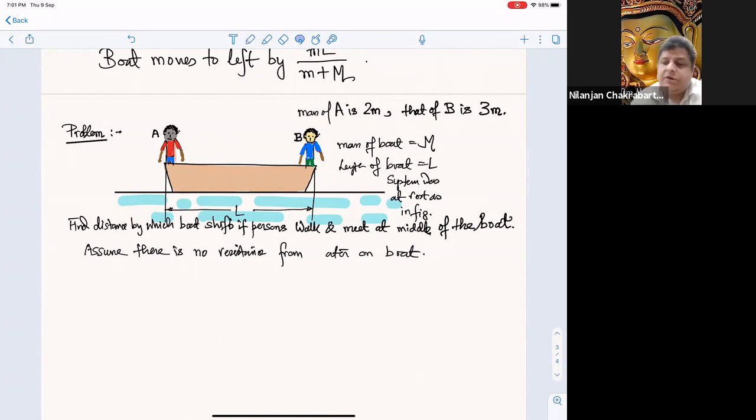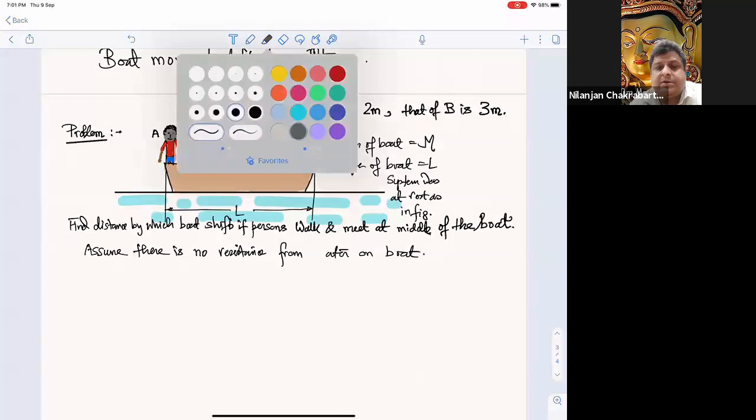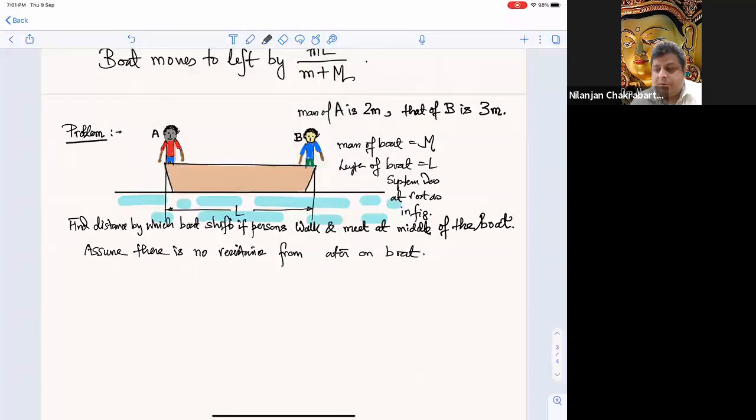So how will you approach? Let the boat shift by S. Approach like that. Let the boat shift by S and draw a diagram. Drawing the diagram is extremely important.